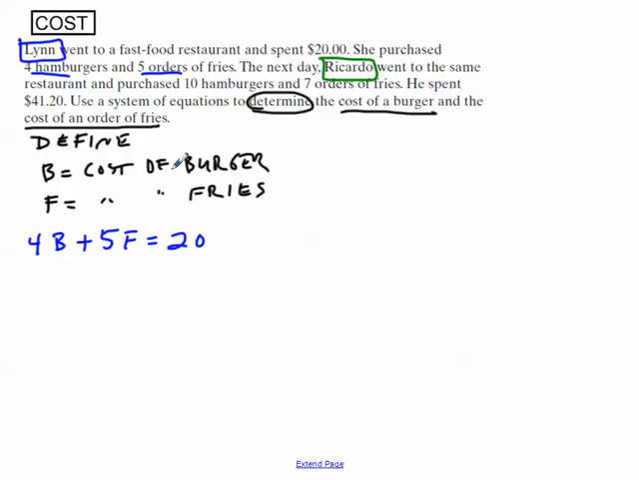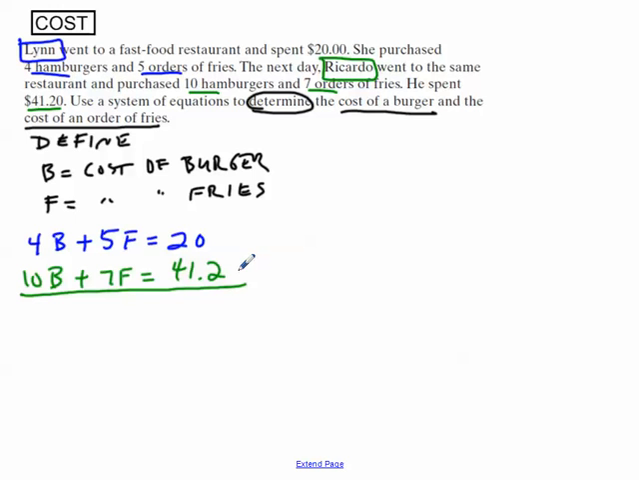Ricardo is our second equation. He went to the same restaurant, got 10 hamburgers, 7 fries, and spent $41.20. So 10 times the cost of a hamburger plus 7 times the cost of a fry equals 41.2. And there's our system of equations.